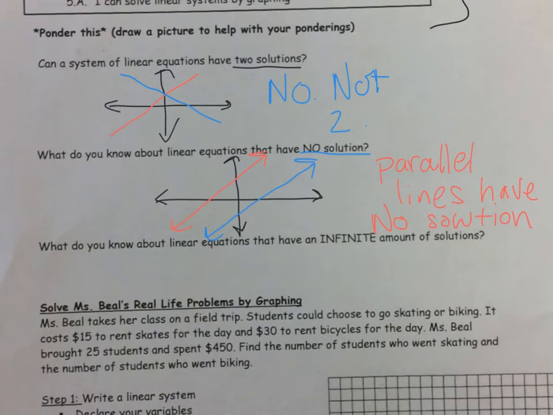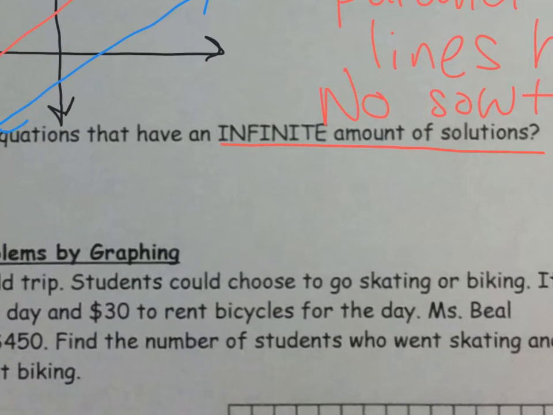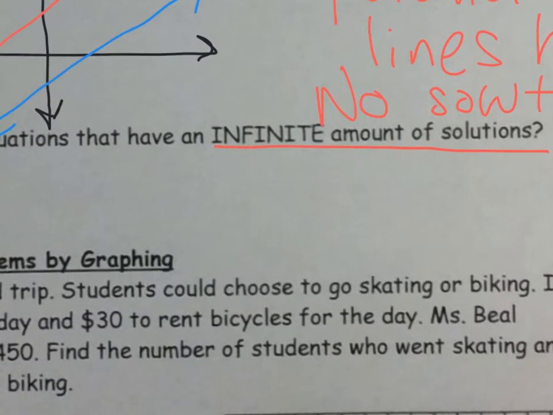What do you know about linear equations that have an infinite amount of solutions? That would mean every single point on the line is a solution. Let's draw what that might mean. I'm going to zoom in here. Infinite amount of solutions. What might that mean?